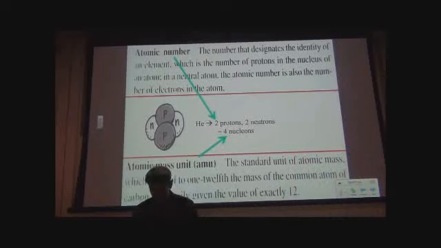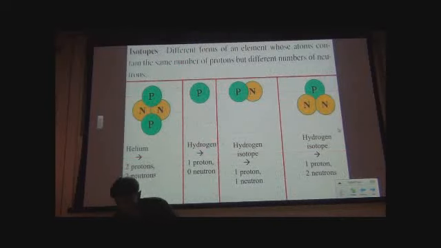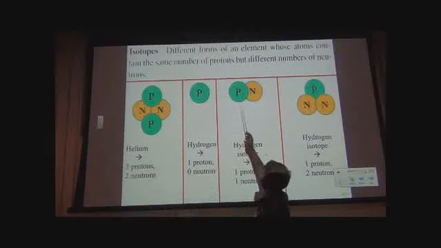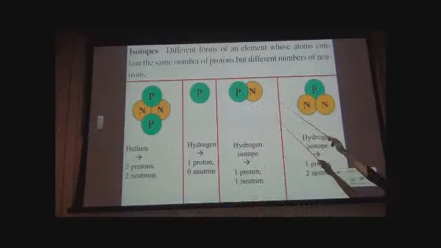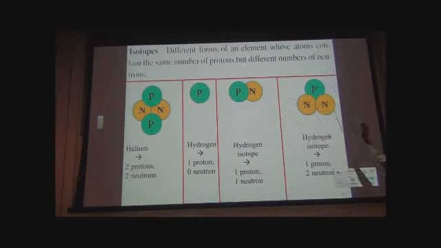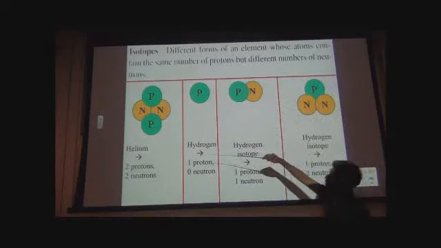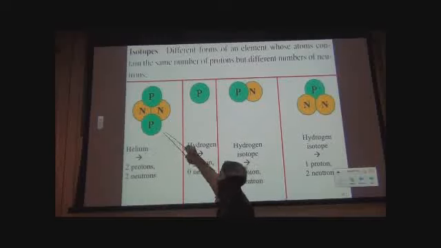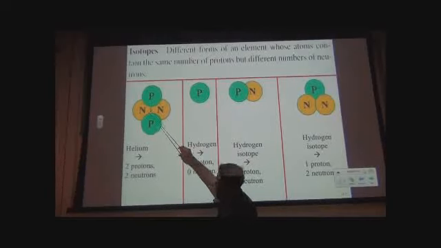So that is atomic mass unit. Moving on to the next slide. Isotope. Yeah, we just talked about isotopes. Isotopes are different forms of an element whose atoms contain the same number of protons but different numbers of neutrons. So here is helium. It has 2 protons, pink, 2 neutrons, neon, or whatever color that is.